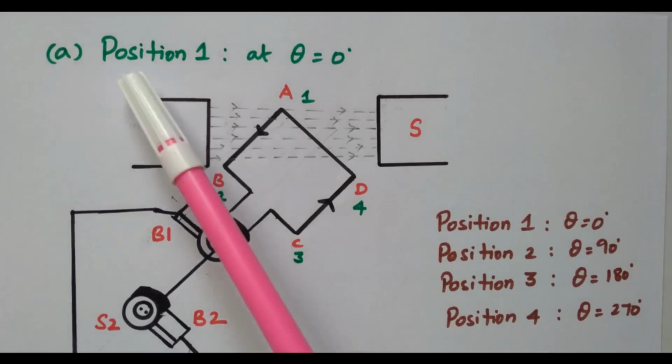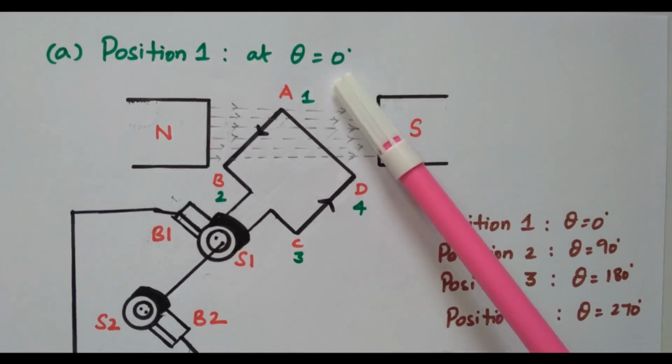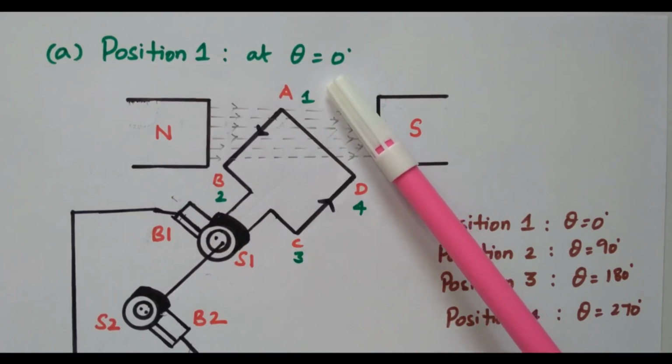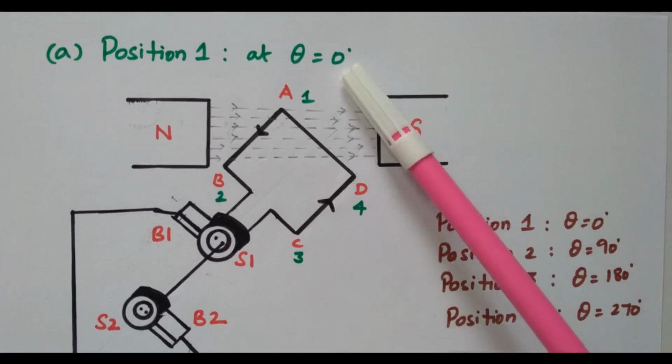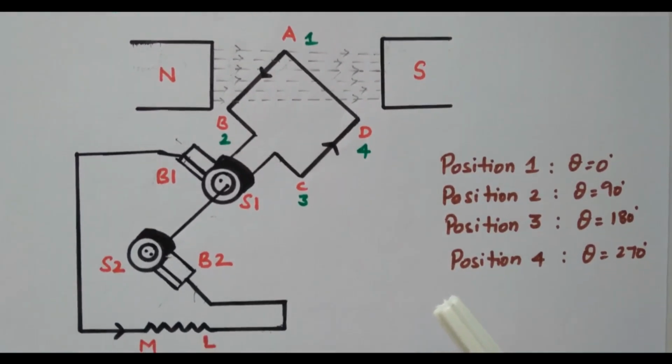So first we will consider position 1, that is 0 degree. We will go through the entire circle: 0 degree, 90, 180, 270, again 0 degree. 4 positions available. So we start with 0 degree, right? Position 1 at the 0 degree.